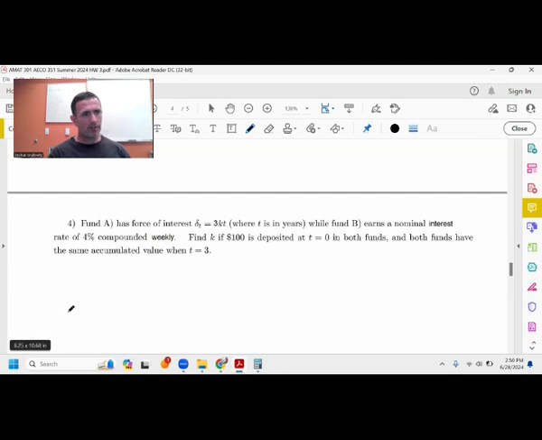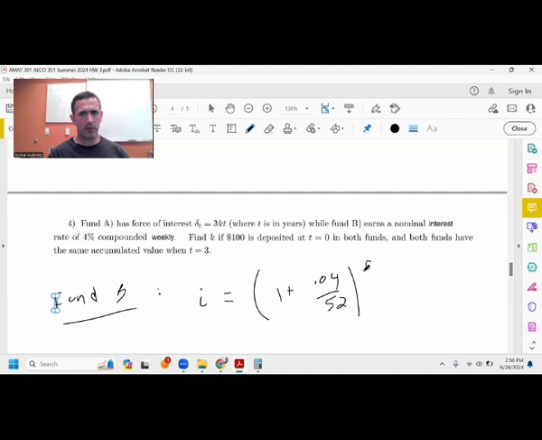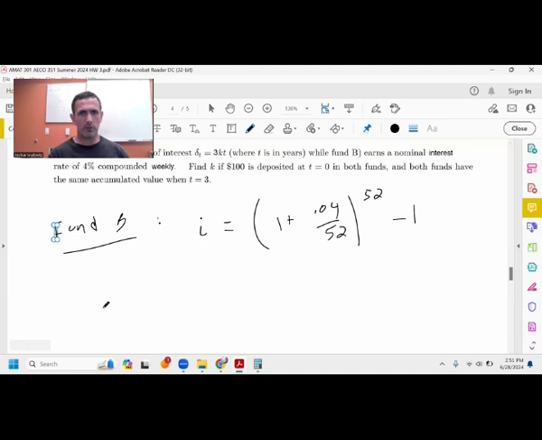So yeah, let's get Fund B first. Doesn't matter what I do first, really, but I can get a number here, so I guess why not? So just plug and chug into your formula, 0.04 over 52. So this is 0.04079. Leave it at that. I wrote down a few more decimals, doesn't matter.